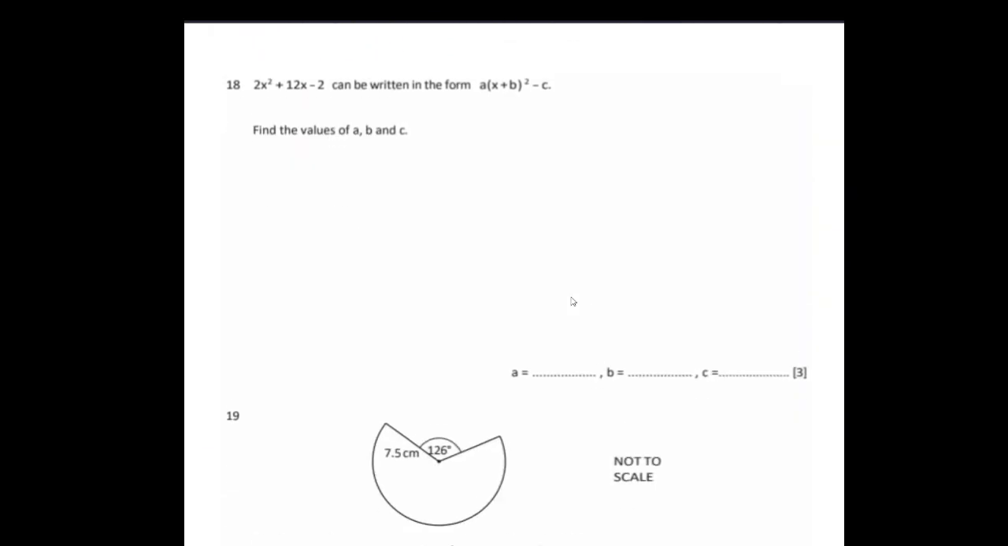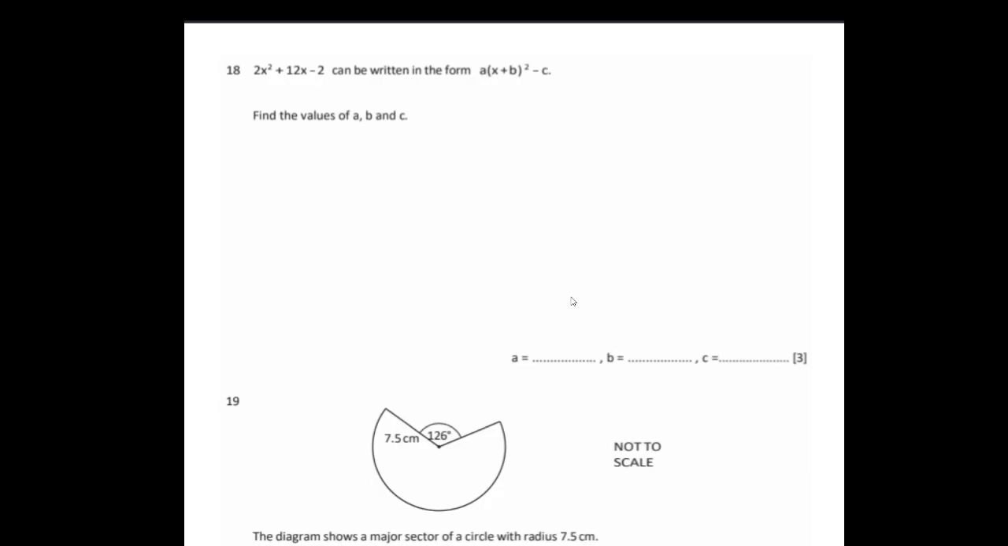Question number 18. 2x square plus 12x minus 2 can be written in the form of a into x plus b whole square minus c. So this is completing the square in algebra, quadratic expressions. We need to find the value of a, b and c. First we have to turn this expression into this. So write down the actual expression here: 2x square plus 12x minus 2. Now taking 2 as common from the whole expression, x square plus 6x minus 1.